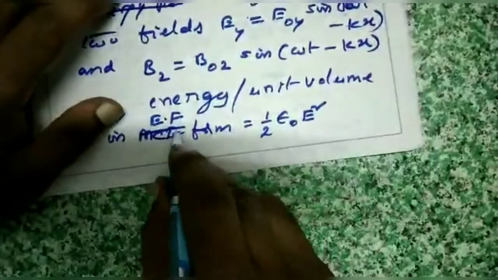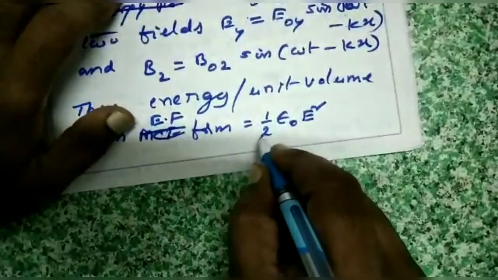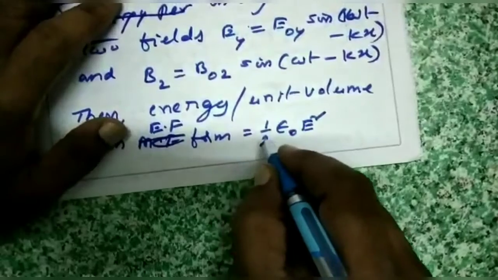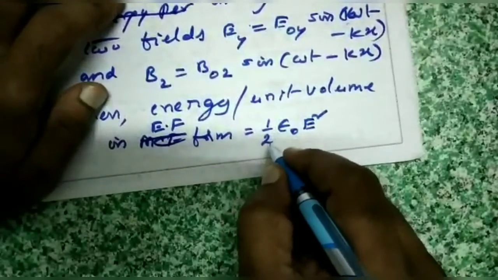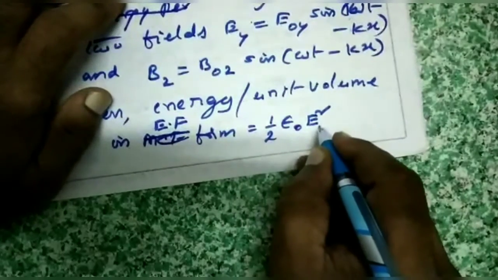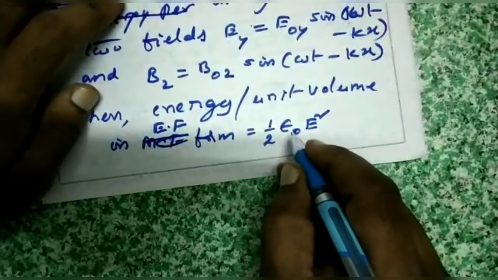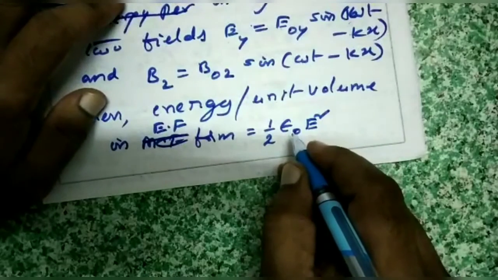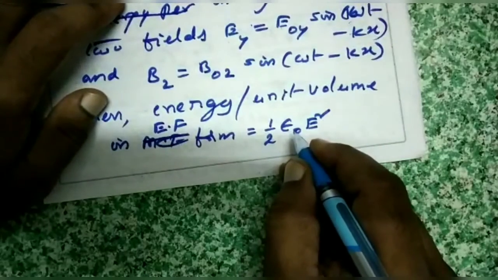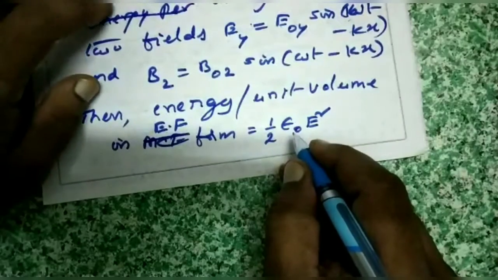Then we studied already, in the form of electric field, how much energy will be in unit volume. Its expression is half epsilon 0 E square. We studied this formula while studying the capacitor, energy stored in a capacitor, half CV square. Then energy stored in unit volume we calculated.